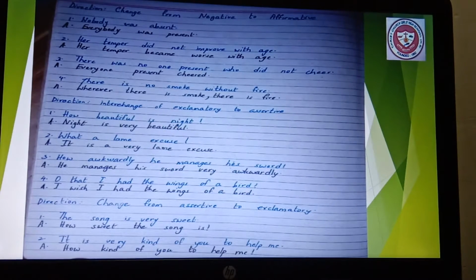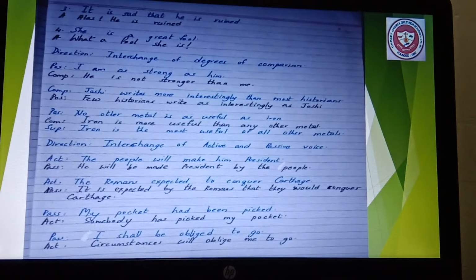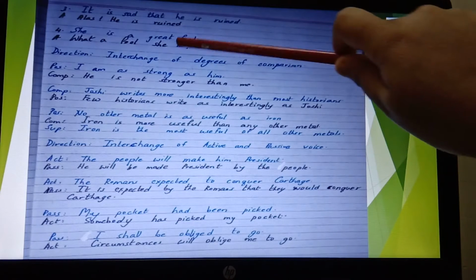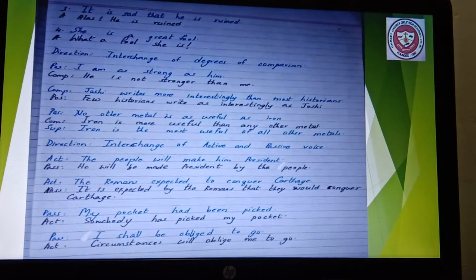It is very kind of you to help me. How kind of you to help me. Next. It is sad that he was ruined. Alas, interjection. Alas, he was ruined. She is a great fool. What a fool she is. Again, we see this. What a fool she is.